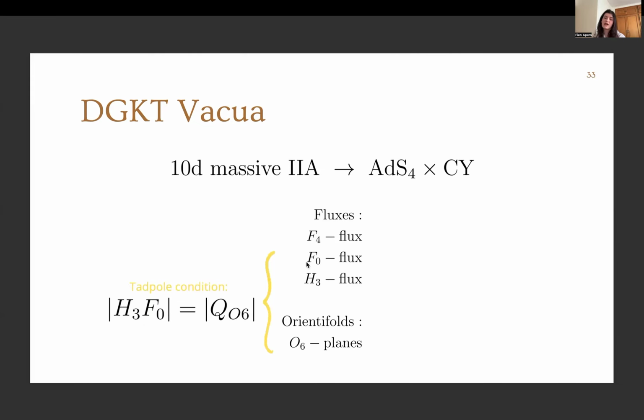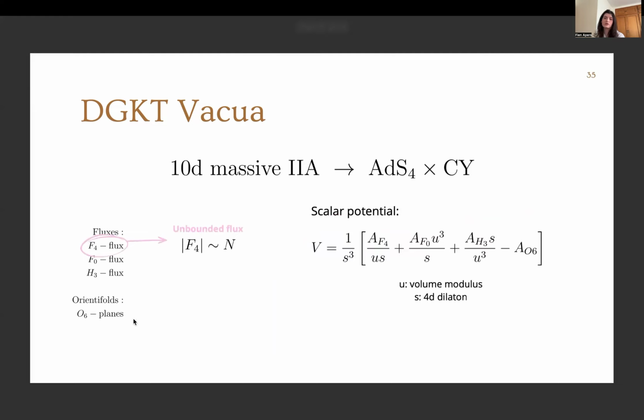And these O6 planes induce a tadpole for some of the fluxes, for the Romans mass and the H3 form flux. So they're involved in this tadpole condition, implying that they can only take a finite number of discrete values. But the nice thing is that the 4-form flux is not bounded. So we can take it to be proportional to some large n parameter, which we can dial up at will. And then these fluxes and the orientifolds generate a scalar potential for the moduli.